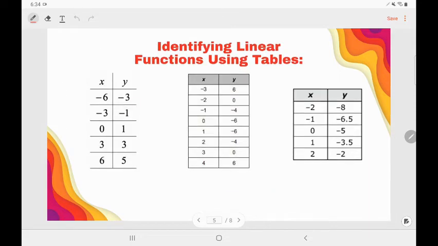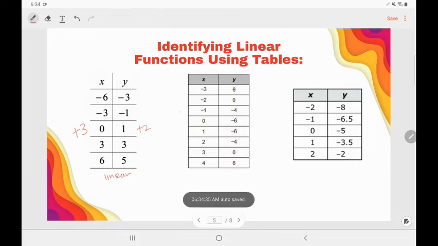Take a second, pause, and decide if these are linear or nonlinear. All right, this example is linear. All of these values increase by 3, and all of these values increase by 2, no matter between which two values I go.